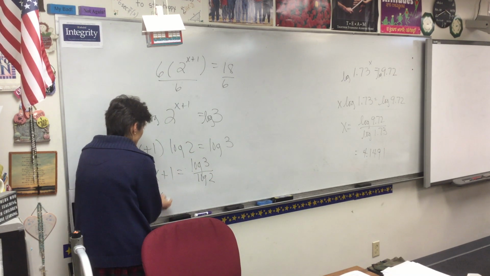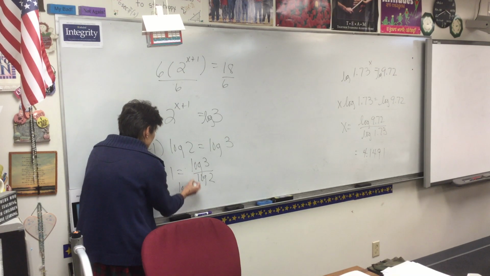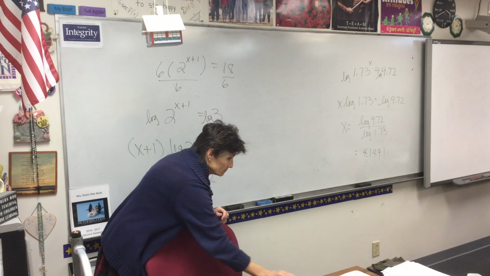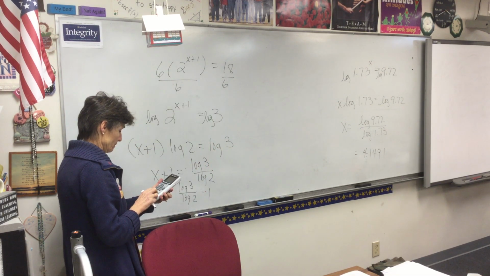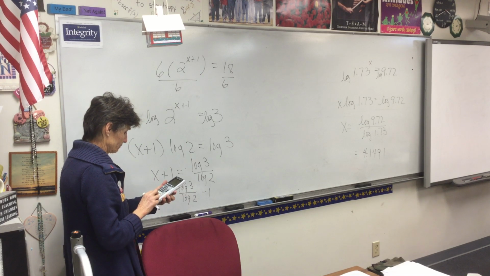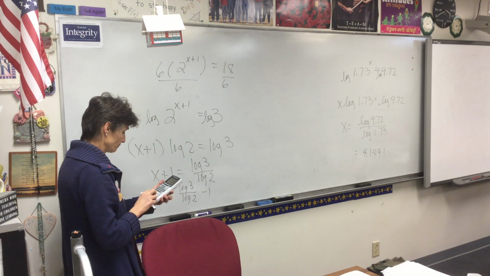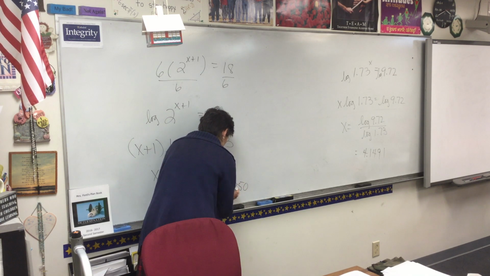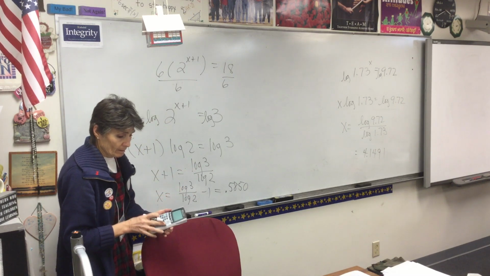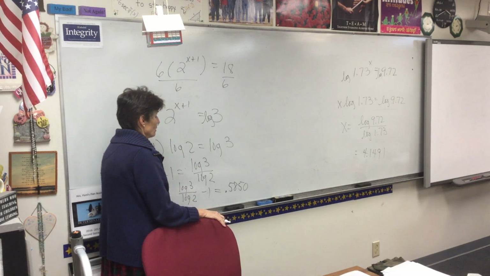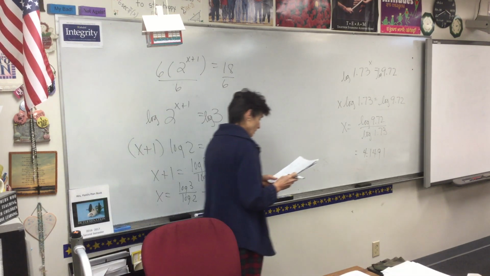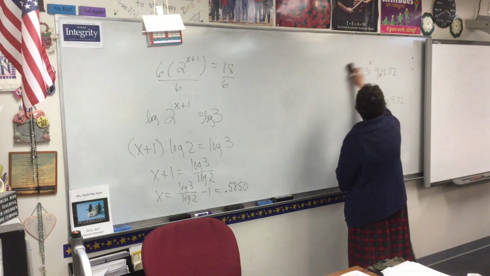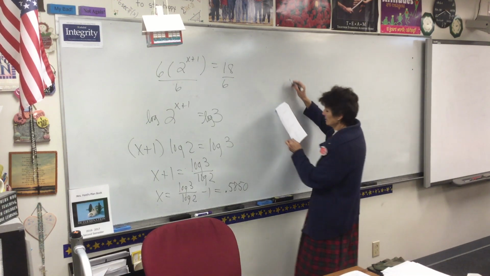So to get x by itself, we're going to have to take whatever that is and subtract 1. I got 0.5850. Did I type that in right? Yeah. Okay, I'm going to do one more and then I'm going to have you see if you can manage the rest of these on your own. But this next one I want to look at because it's a little bit different.